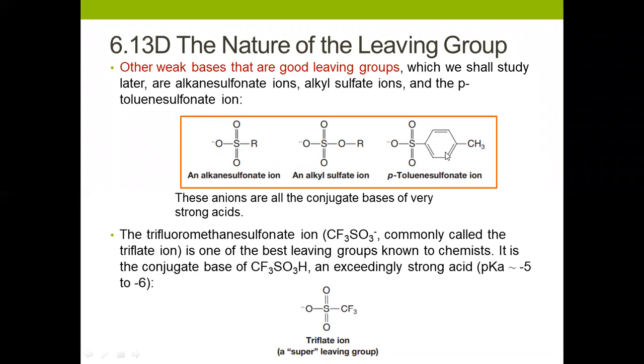You can change it with OR, with the methyl group, with the toluene group here. For the trifluoromethanesulfonate ion, we change the R to CF3, giving triflate ions. It's a super good leaving group by virtue of the very electronegative atoms here, and it's the best leaving group known to chemists. It is the conjugate base of CF3SO3H, an exceedingly strong acid with a pKa of about -5 to -6. So anyway, just familiarize yourself with this.